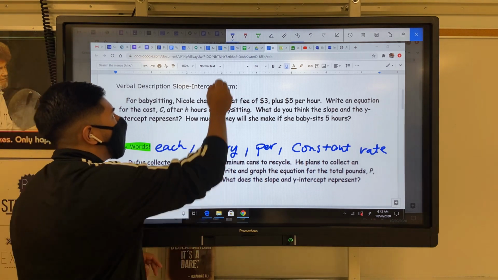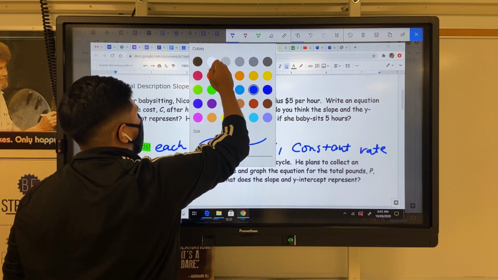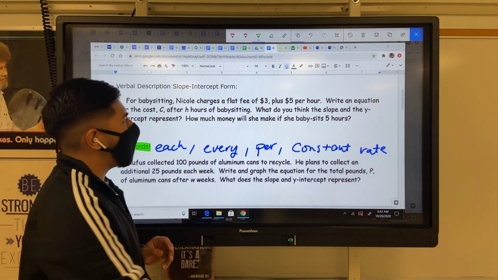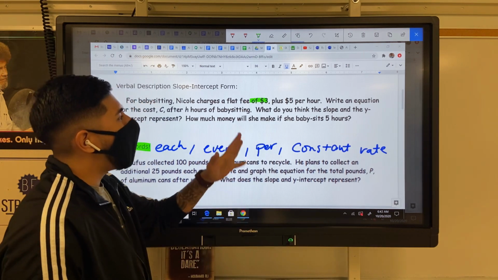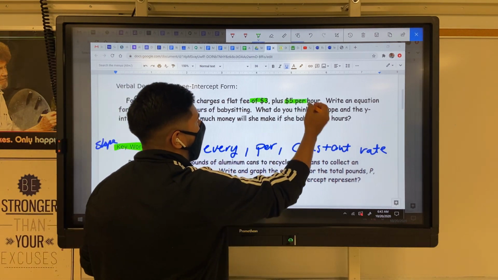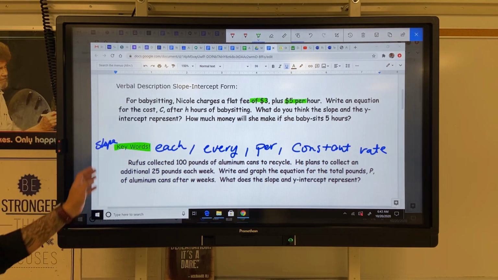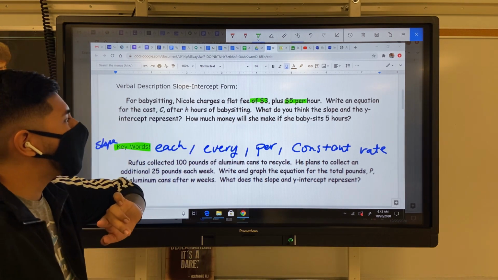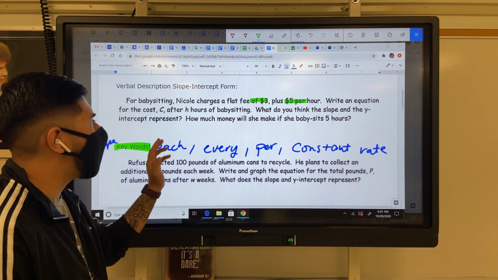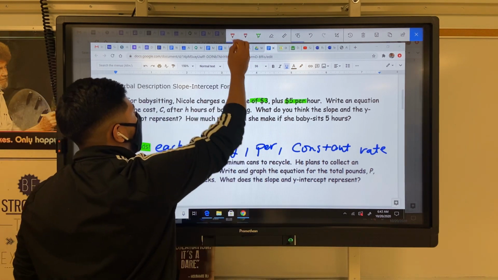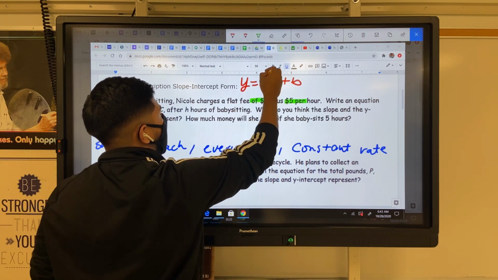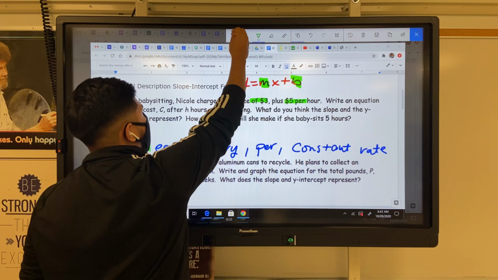All right. So we read. For babysitting, Nicole charges a flat fee of $3 plus $5 per hour. Write an equation for the cost and so on. Okay. So you need to use these two pieces of information to write your y equals mx plus b. This is slope-intercept form. All we need to do is find the slope and the y-intercept.